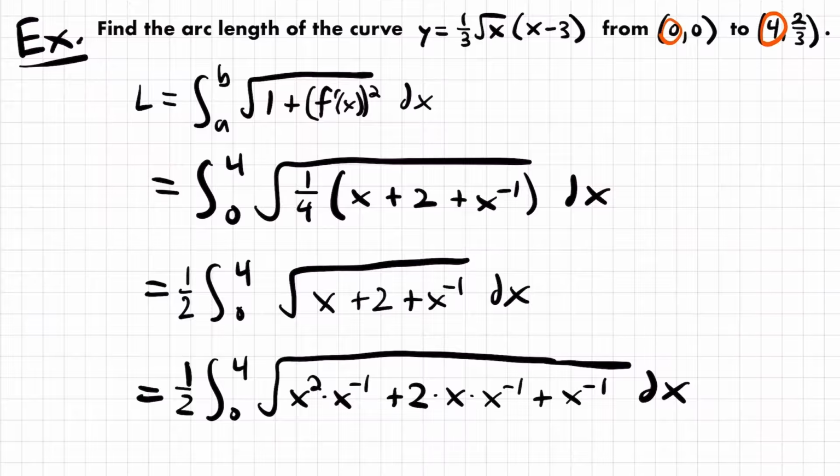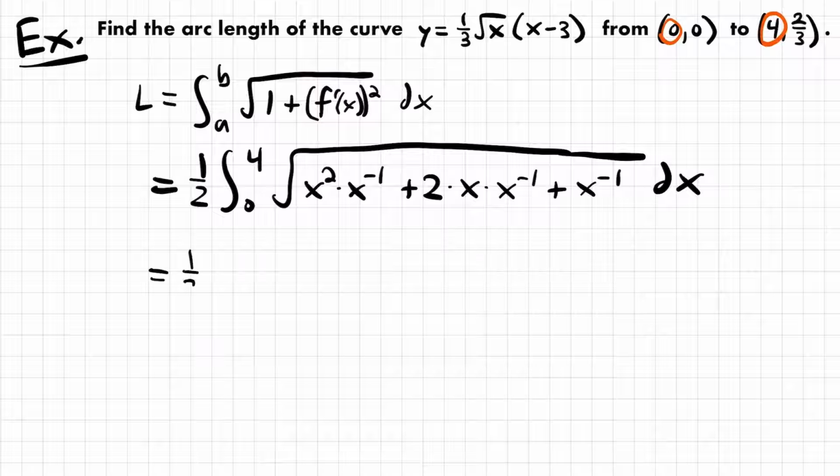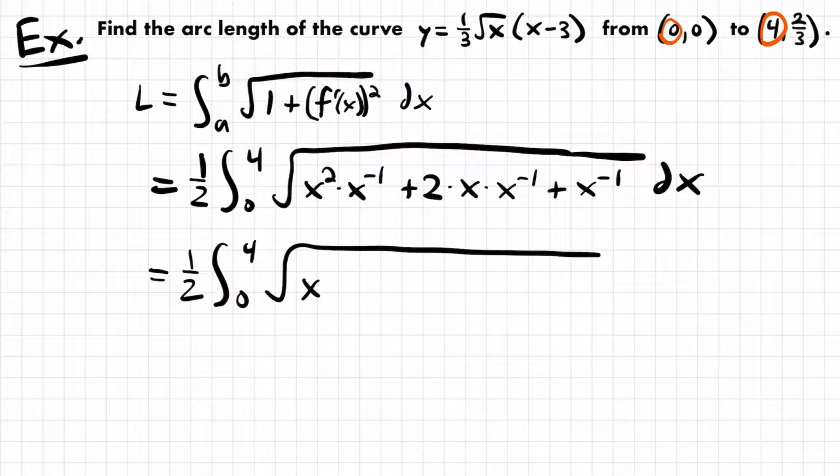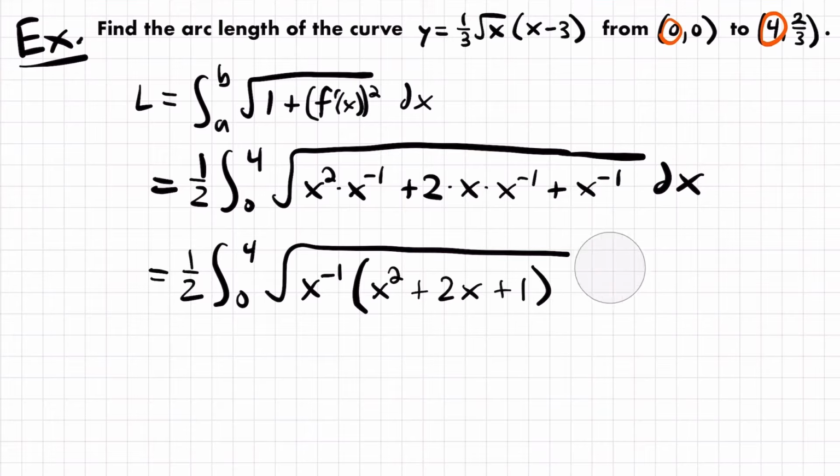Okay, so if I clean up my work again, this will be equal to 1/2 times the integral from 0 to 4 times the square root of x to the negative first power times x squared plus 2x plus 1, and then we multiply by dx right there. I just pulled x to the negative first power out of each of these terms, so we're left with x squared, we're left with 2x, and we're left with 1 if we divide x to the negative first power by itself. That's where this 1 comes from. But now we have a quadratic that we can factor.